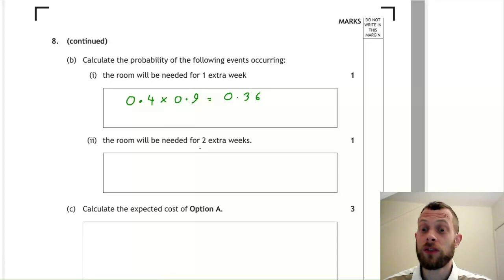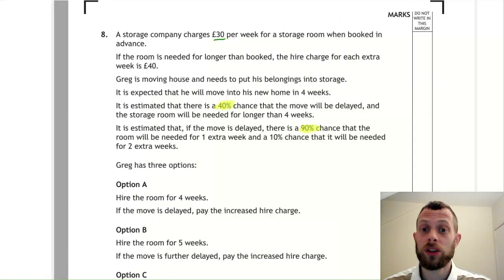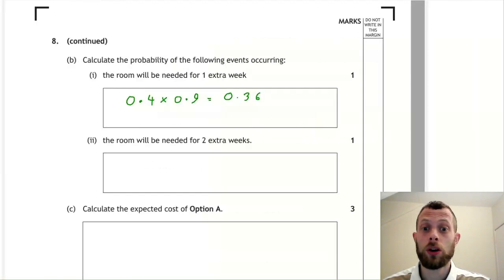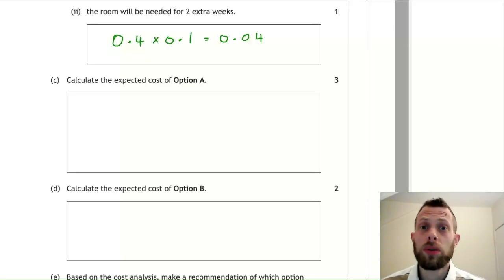For part B it's very similar, needed for 2 extra weeks, so again within that 40% chance there's a 10% chance it will be needed for 2 weeks. So that is simply 40% of 10%, or 0.4 multiplied by 0.1, so 0.04 or 4% chance is needed for 2 extra weeks. Now we're on to part C, where we have to work out expected value.